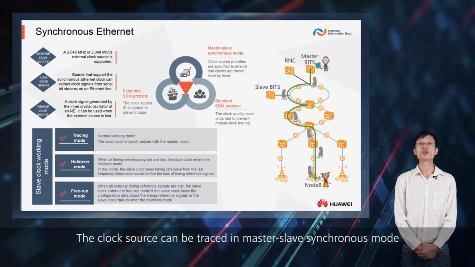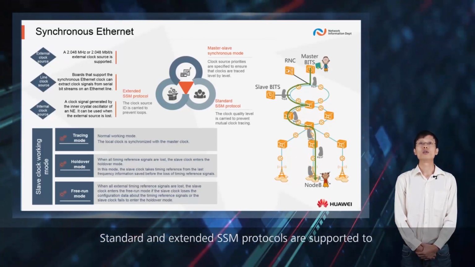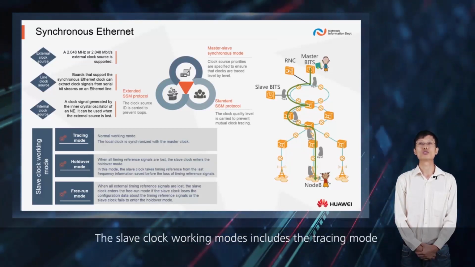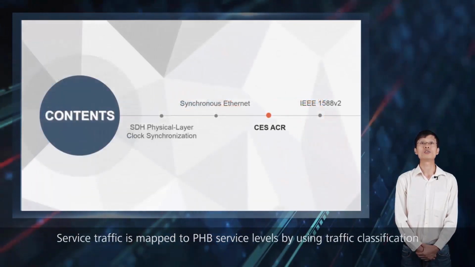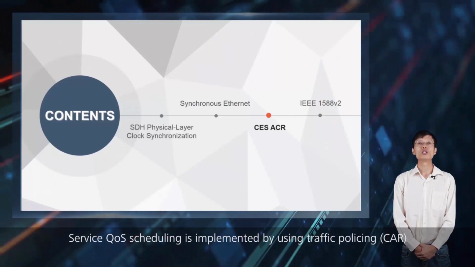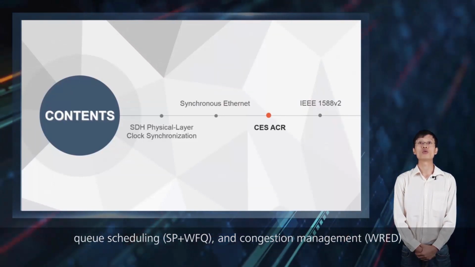The clock source can be traced in master-slave synchronous mode. Standard and extended SSM protocols are supported to prevent mutual clock tracing and loops. The slave clock working modes include the tracing mode, holdover mode, and free run mode. Service traffic is mapped to PHB service levels by using traffic classification. Service QoS scheduling is implemented by using traffic policing, CAR, queue scheduling, SP plus WFQ, and congestion management, WRED.